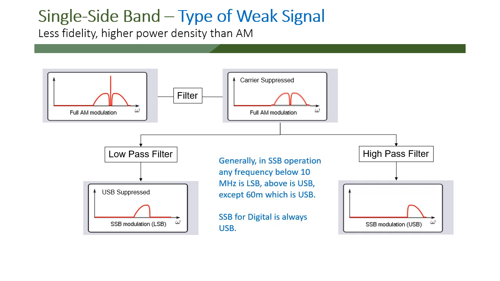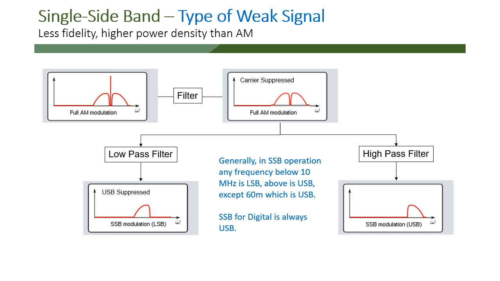And generally, in single sideband operation, any frequency below 10 megahertz is considered lower sideband by convention. That is, we're all going to set our receivers and transmitters to handle lower sideband. Above 10 megahertz, we're going to set our receivers and transmitters to only utilize the upper sideband. That way, by convention, we don't have to guess which one is which when somebody is transmitting or you want to receive, or vice versa. There are some exceptions to this. On the 16 meter band, everything is upper sideband. And digital is always upper sideband. Those are the only exceptions.